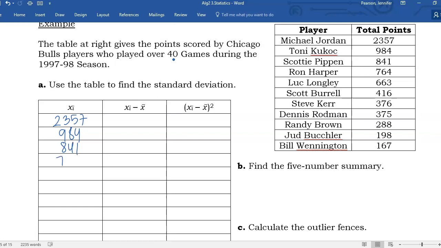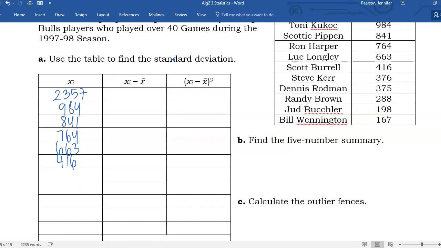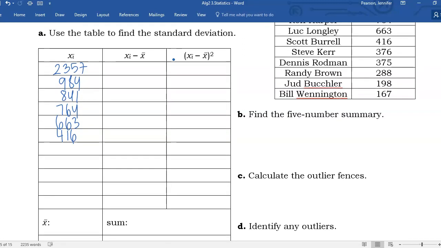The first thing we needed for our formula was we had to subtract the mean from each data point. So when I have my numbers, I need to find the mean of these numbers. 376. Okay, so bear with me. We've got to add those all up and then divide by, is that 10? 11. Add those all up and divide by 11.